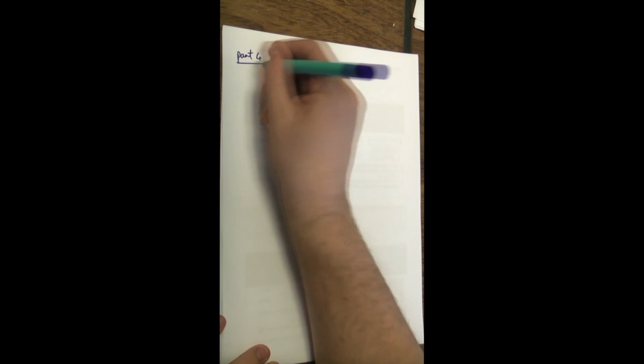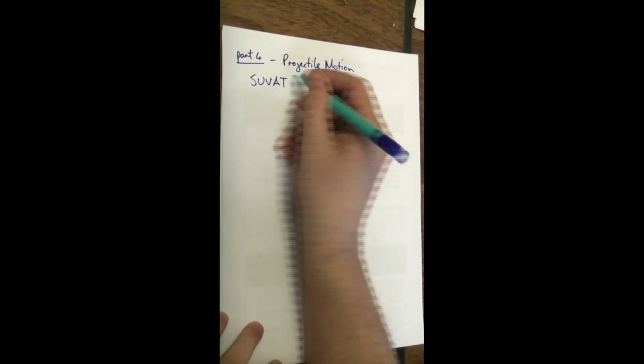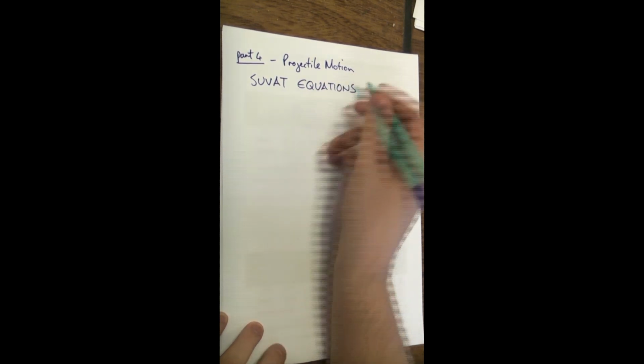Okay, welcome back, Mr. Brown's revision. This is Year 12 Mechanics Part 4, Projectile Motion. Okay, this part's all about SUVAT and SUVAT equations.